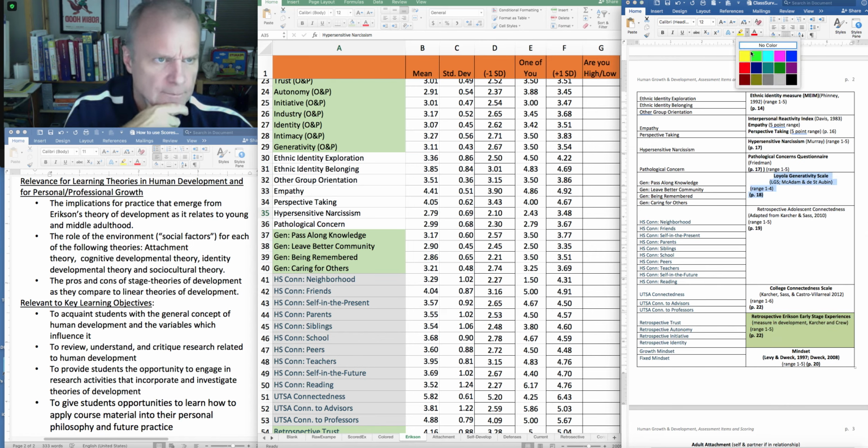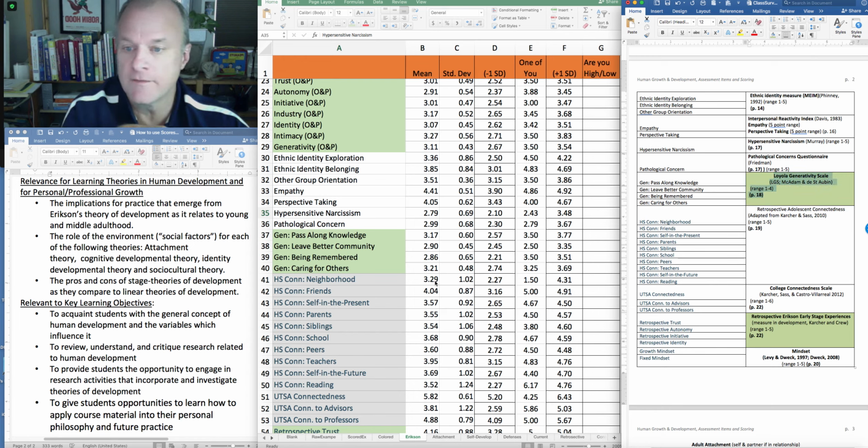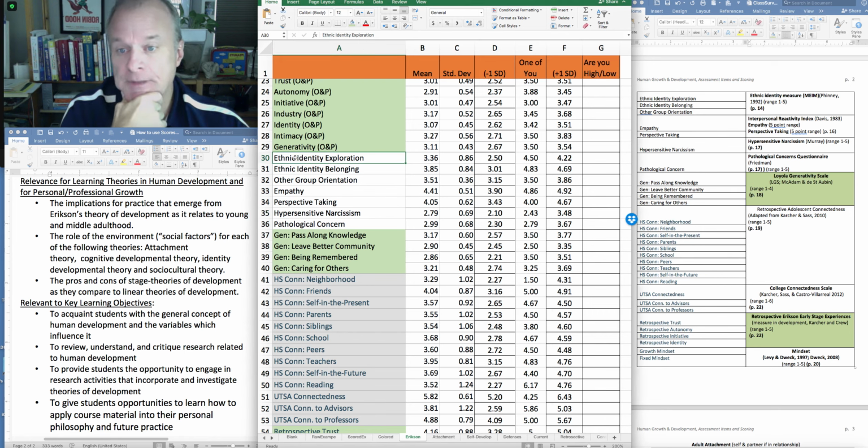How do we do this? Oh, right there. Another measure of the Erickson scales. You could say that identity, because Erickson had an identity scale, also falls in there.